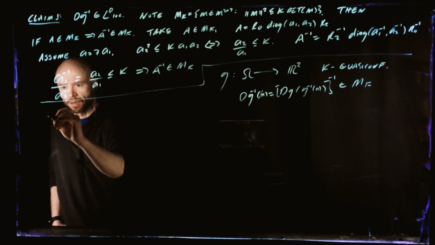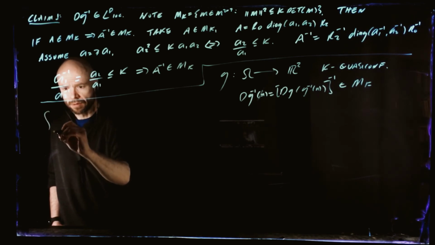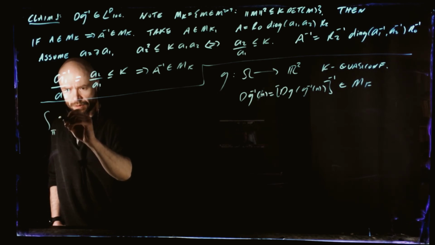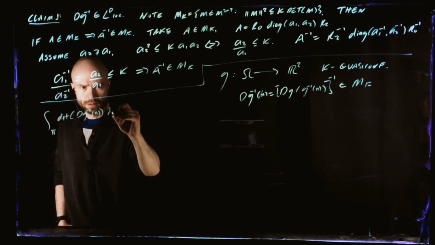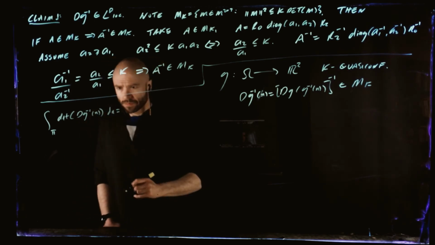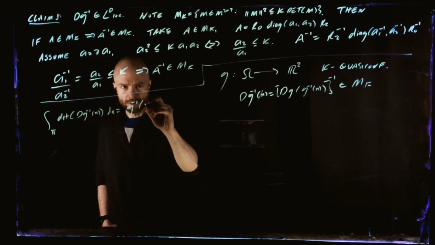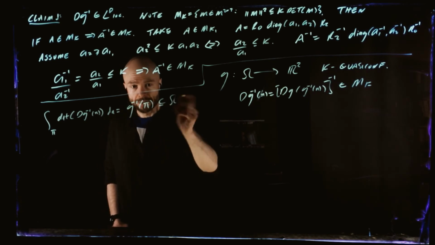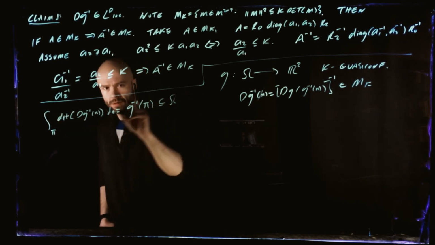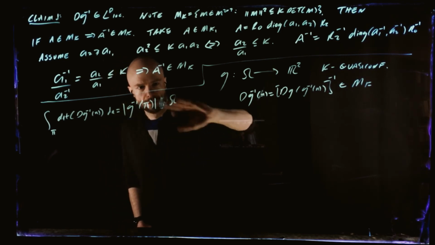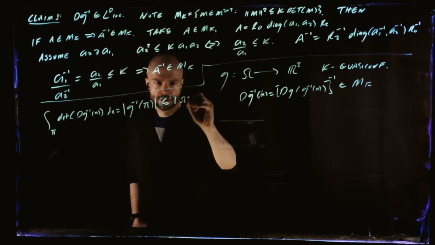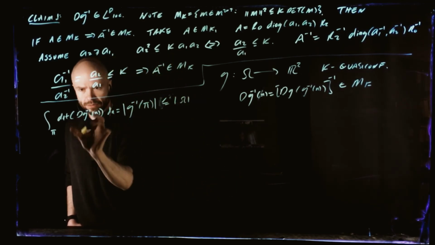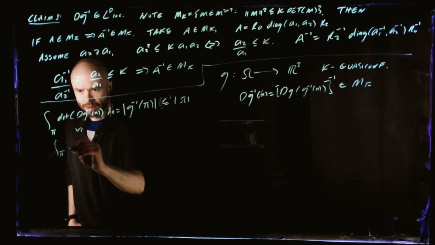So the integral over any region, say Pi, of the determinant of g to the minus 1 of x dx is just the measure of g to the minus 1 of Pi, which is contained within Omega. So it's something of finite measure, I should put it like this, and that is less than the measure of Omega. And this is a positive quantity, and this thing controls above like this.